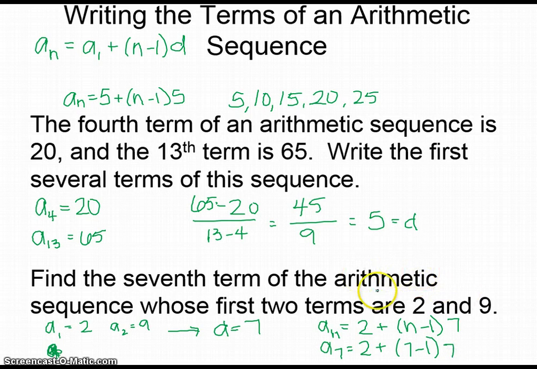Again, you could have simplified this right here. It does not matter since you're just using it. It's not a final answer anyways. So 7 minus 1 is 6. 6 times 7 is 42, plus 2 is 44. That means the 7th term of this sequence is 44.